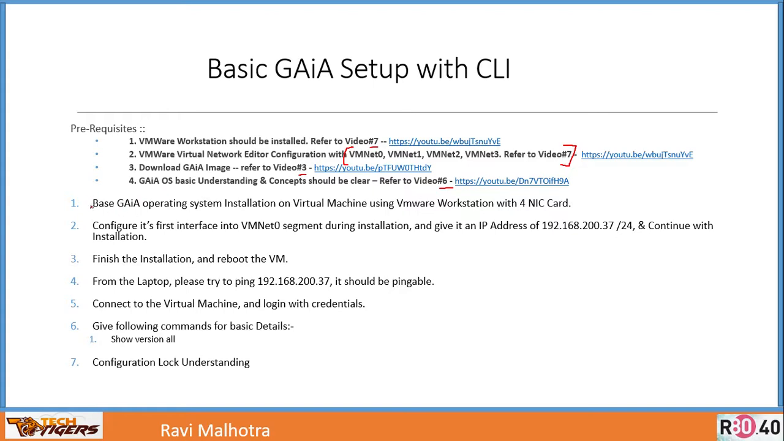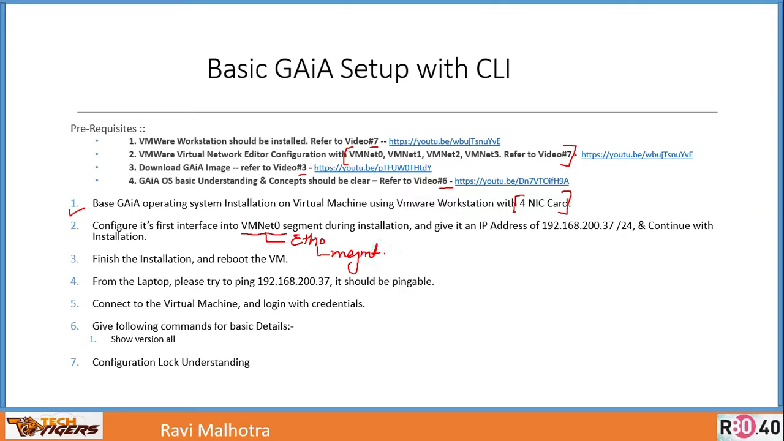What we are going to do today is a basic GAiA operating system installation on a virtual machine using VMware with 4 NIC cards. Configure its first interface into VMnet 0. In the last video, you saw that VMnet 0 in sequence is the first interface of the VMware. This is always attached to ETH0, and ETH0 is always a management interface in Checkpoint.